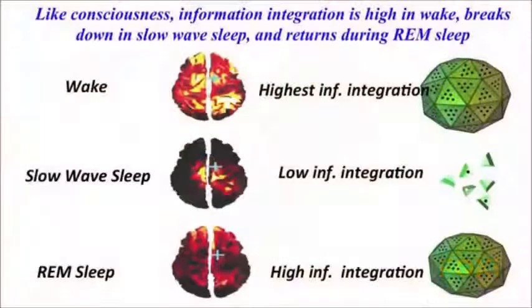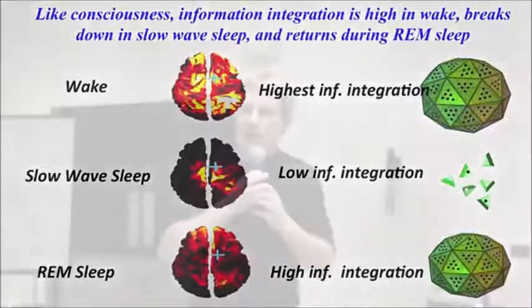This is what happens qualitatively. We see a sort of snapshot of all this complicated activity superimposed in time in wake. In deep slow wave sleep, you lose integration, you break into pieces, and in REM sleep, when you dream, it comes back, so it doesn't matter whether you are awake or asleep.